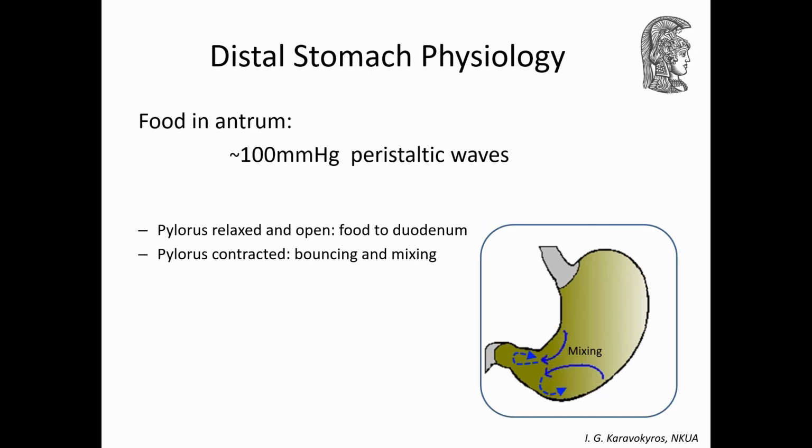The distal stomach acts as a pump and a mixer. With food in the stomach, antral contractions lead to peristaltic waves of 100 millimeters of mercury, pushing gastric content towards the pylorus. If this is open, the food passes to the duodenum, otherwise it bounces backwards and mixes.